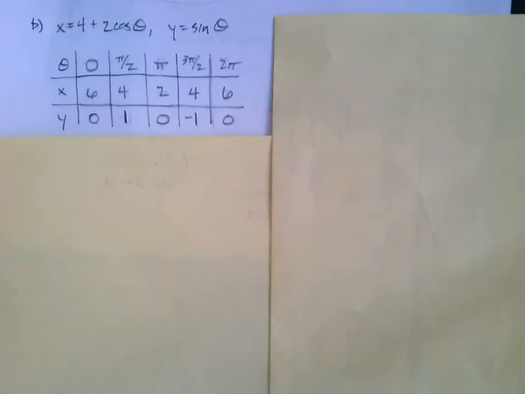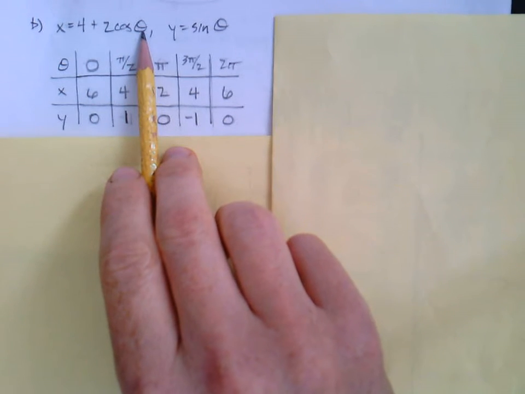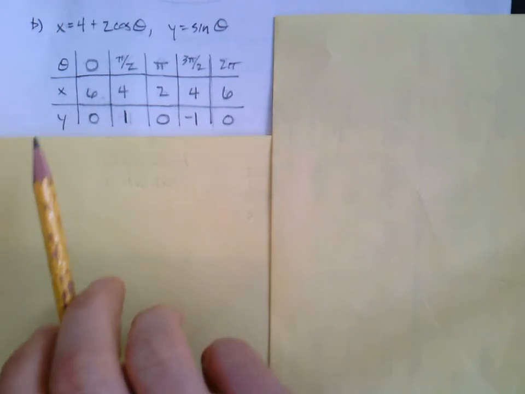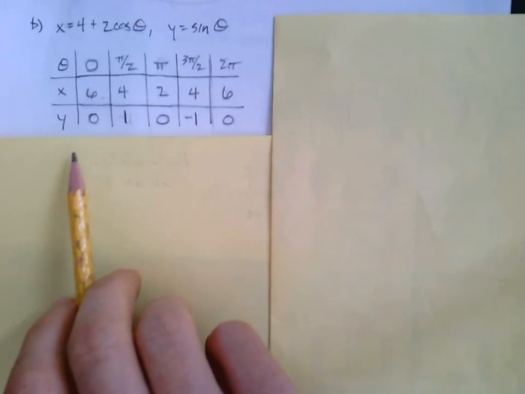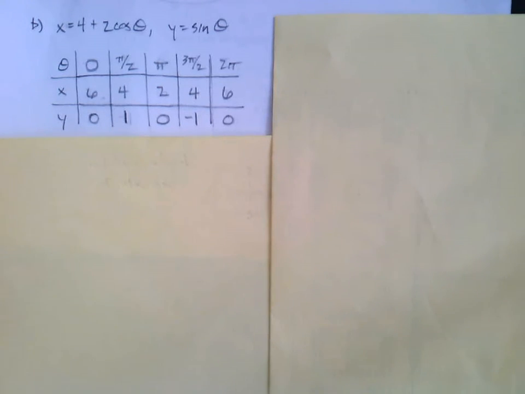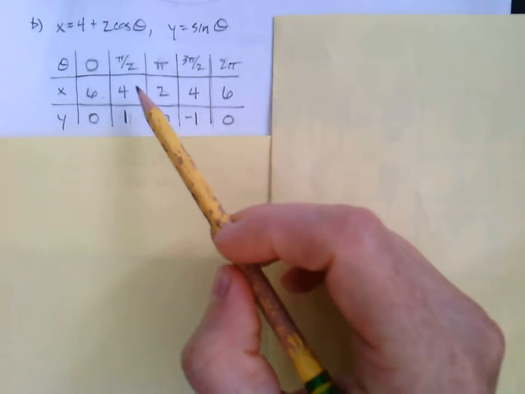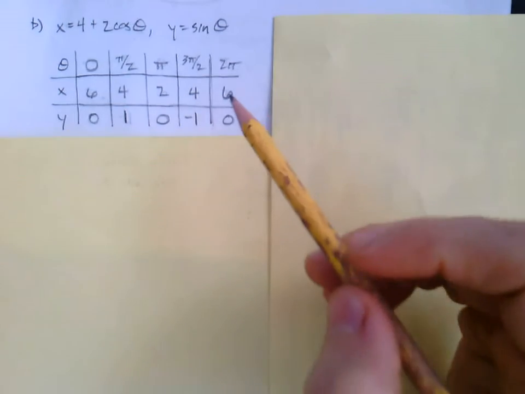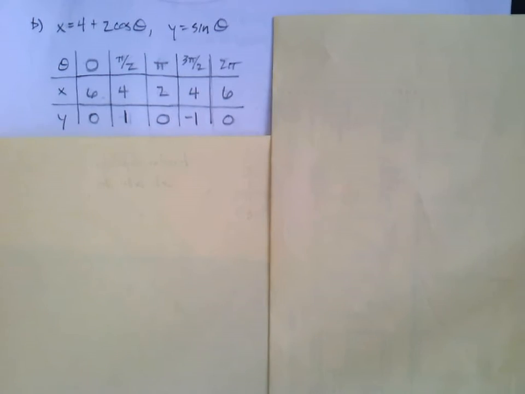And we can talk through some of them, right? So theta equals 0. Well, cosine equals 1. So we get 4 plus 2. The x value is 6. At theta equals 0, well, sine of 0 is 0. So there you go. And our first ordered pair will be 6, 0 on our graph. Then pi over 2, well, cosine is 0, so we get 4. Sine is 1. And okay, I'll let you think through the rest of them. When we get to 2 pi, we come full circle and we're back to the same point that we started at. All right.